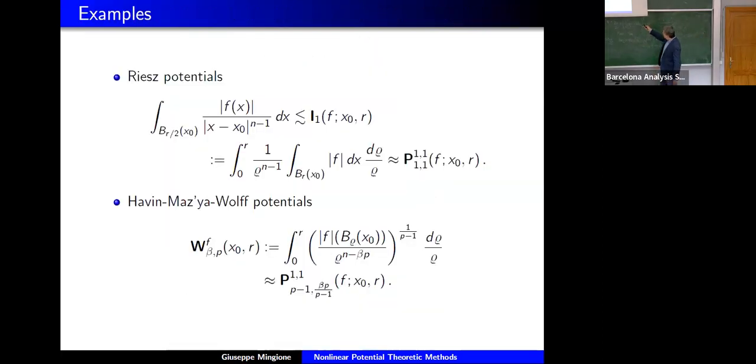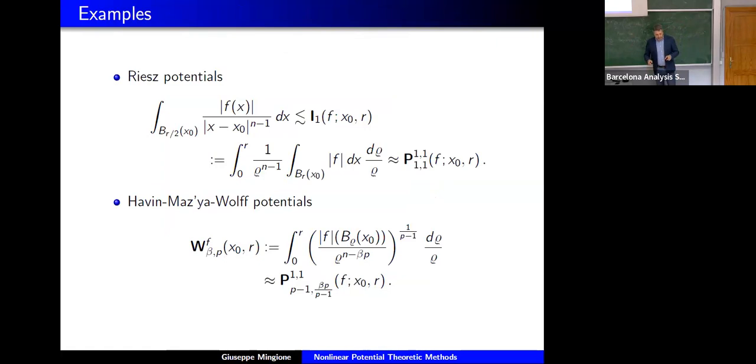Okay, but the important thing is that for this specific choice, you get back the classical Riesz potential. For this specific choice, you get back the classical Havin-Maz'ya-Wolff potentials. These are the classical Wolff potentials used in nonlinear theory. Otherwise, they did a FEM using nonlinear potential theory. There's a larger theory starting from Havin-Maz'ya at the beginning of the 70s.